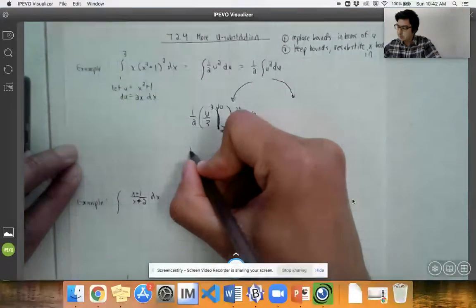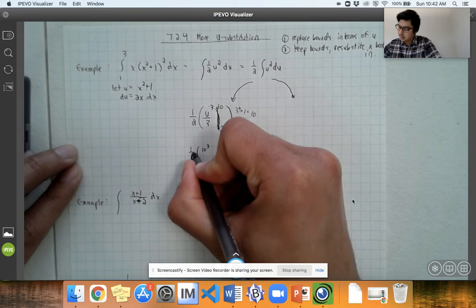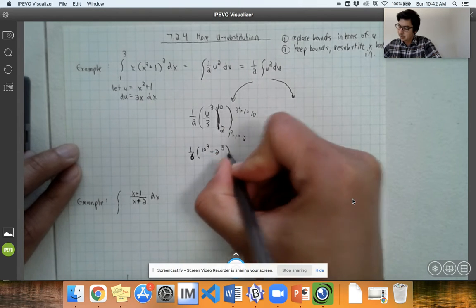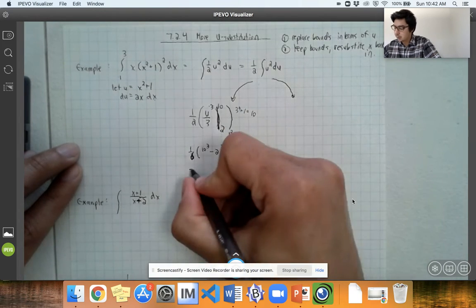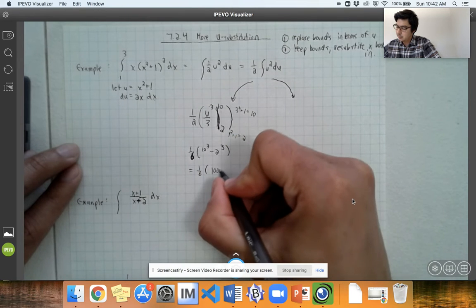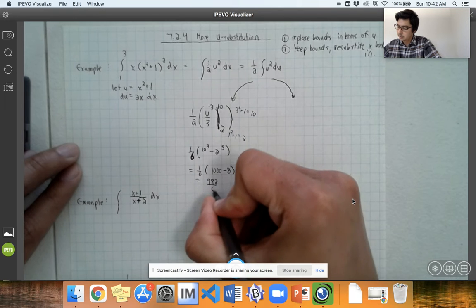In which we get here 1/2 times 10 to the third. Well, let's make that a 1/6. 1/6 times 10 to the third minus 2 to the third. 10 to the third would be 1,000 minus 8, which is 992 over 6.